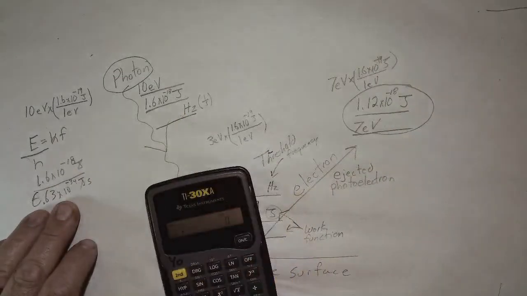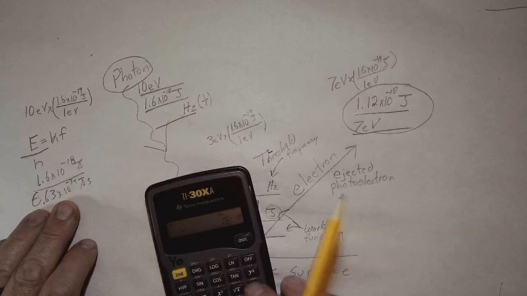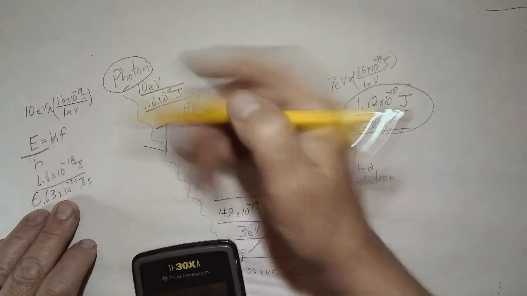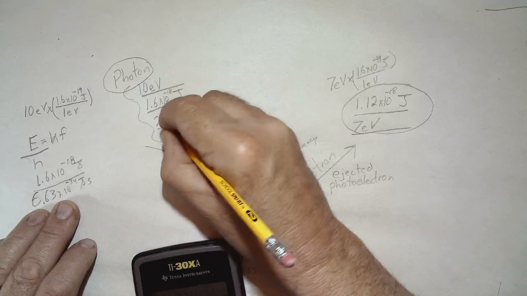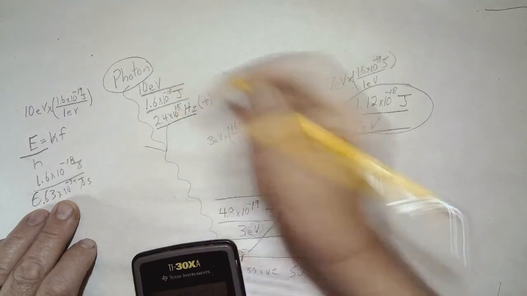So we're going to be dividing that. 1.6 E 18 minus, 1.6 times 10 to the minus 18 divided by 6.63 E minus 34. And that is 2.4 times 10 to the 15th hertz. 2.4 times 10 to the 15th hertz.